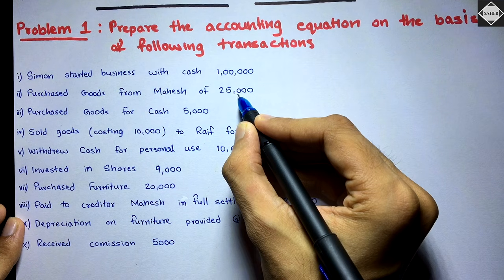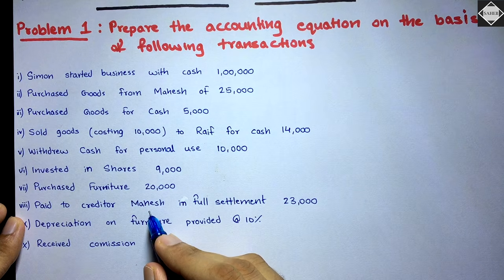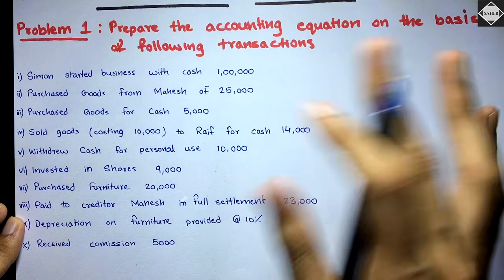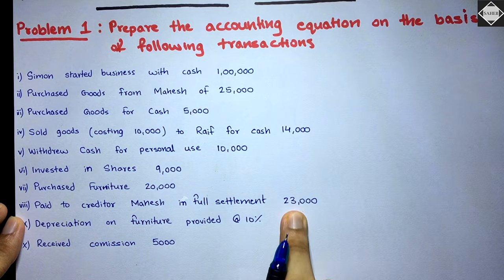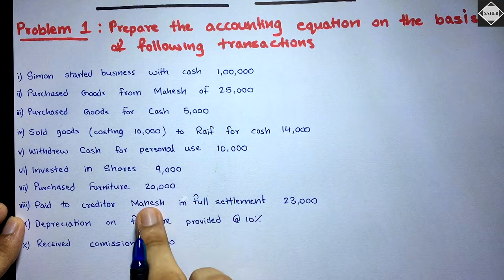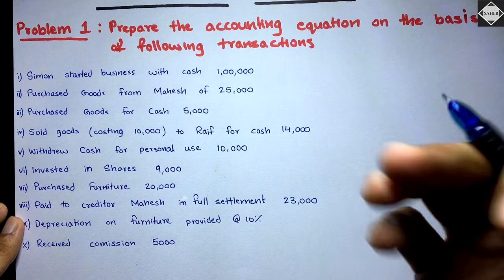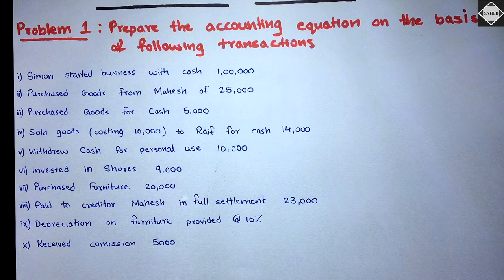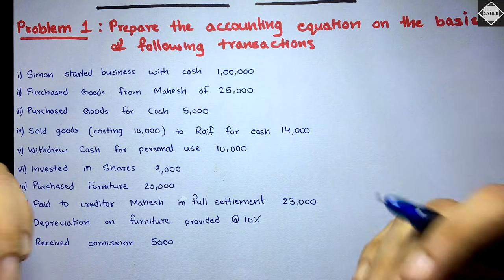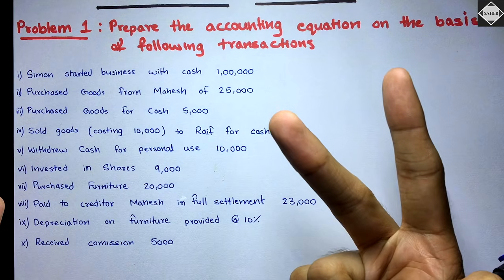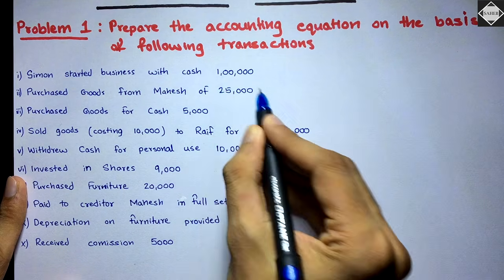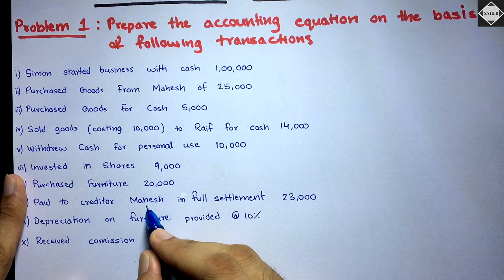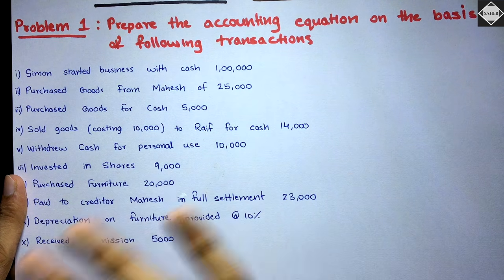We had to pay 25,000, but Mahesh told us, let's say our name is Simon, right? So, Simon, you don't have to pay me 25,000, just pay me 23,000 and it's over. That's what Mahesh said to Simon. So Simon paid him 23,000 and it was a full settlement. So understand properly what is happening to our business. Our business is gaining by 2,000, isn't it? See here, we had to pay 25,000. How much did we actually pay? Mahesh told us to pay only 23 and settle his account.